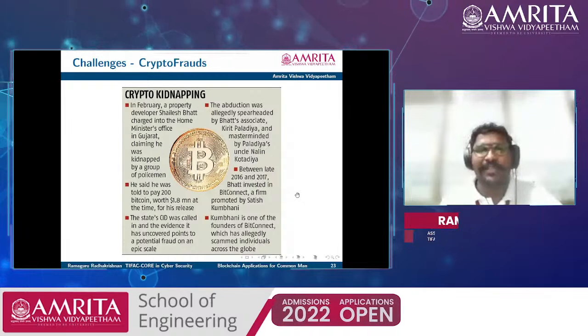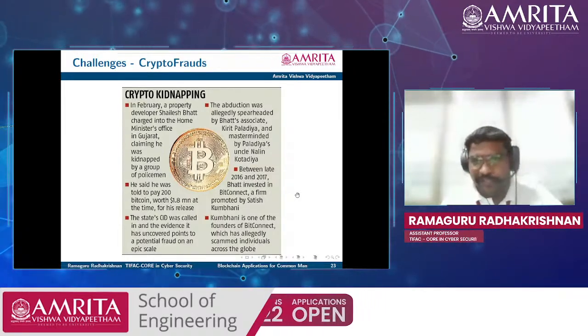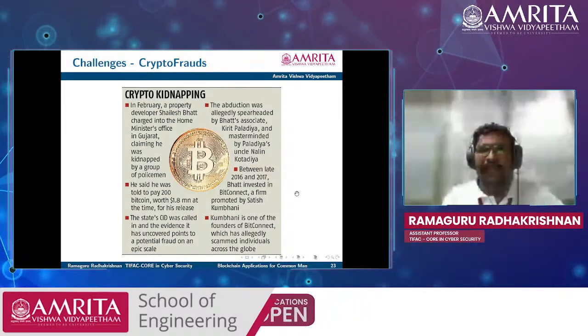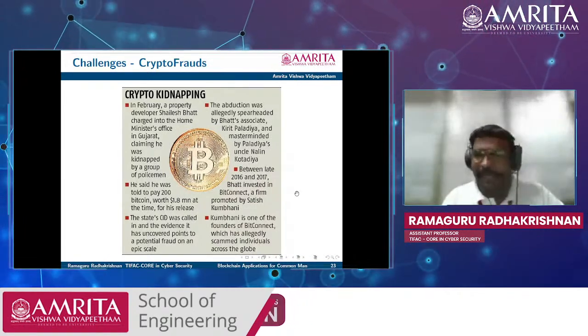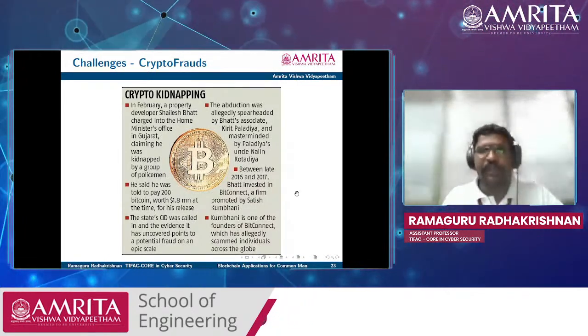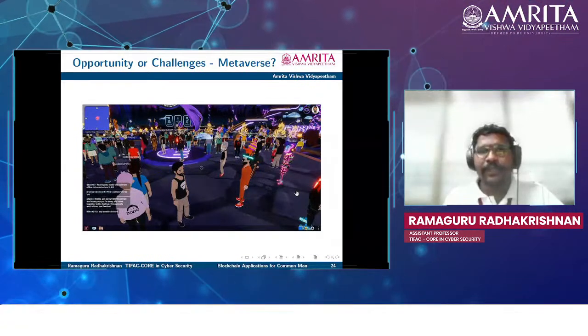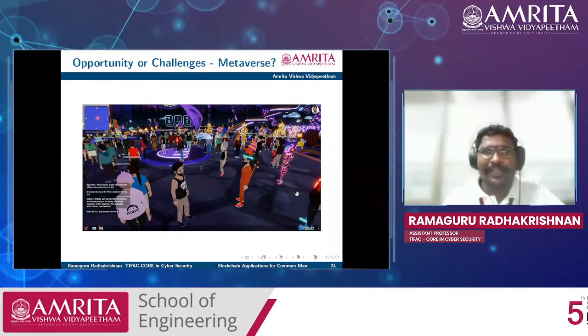Not to forget, all these things are digital, cyber, virtual. There are a lot of chances that we will end up in frauds, like any other financial fraud that happens. Crypto frauds are also very common. I think you would have been hearing this in the news. So I'd like to touch upon this.